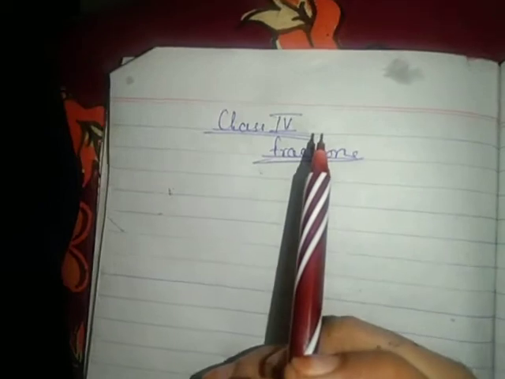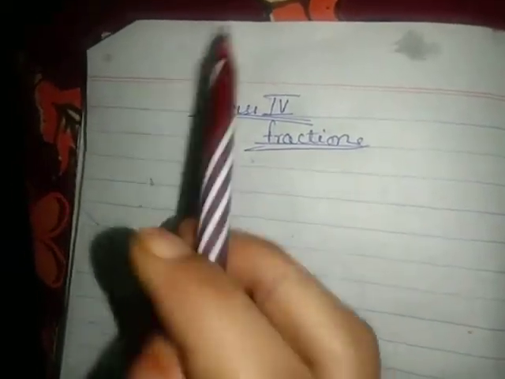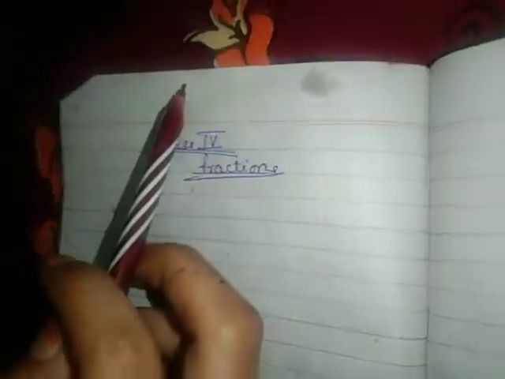The name of the chapter is fractions. Do you know what fractions are? A fraction is one or more equal parts of a whole object. It means when we take one object and divide it into one or more equal parts, we then express the object as a fraction.